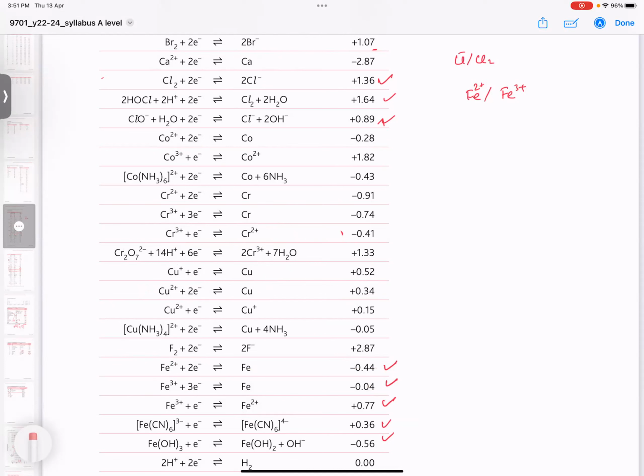The upper three equations have chlorine, and all these 5 equations below have iron in them. So the examiner can provide you these values or these half equations.